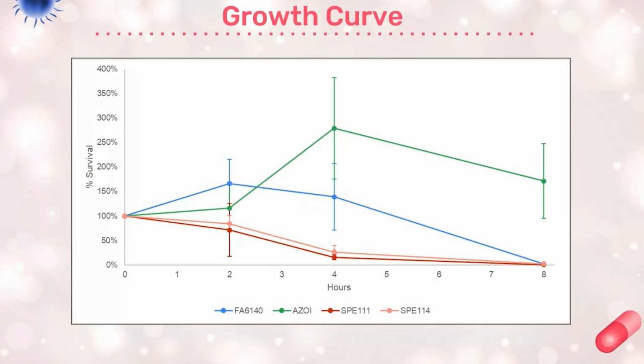AZOI, which is our highly resistant strain, that's the green one. As you can tell, it's very high up at time point 4, and it doesn't even die off by time point 8. So it's a really resistant strain. And then we have SP111 and SP114, which are sister strains that are more susceptible to penicillin, so they die off pretty quickly.